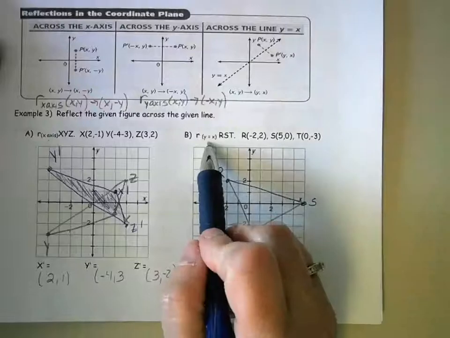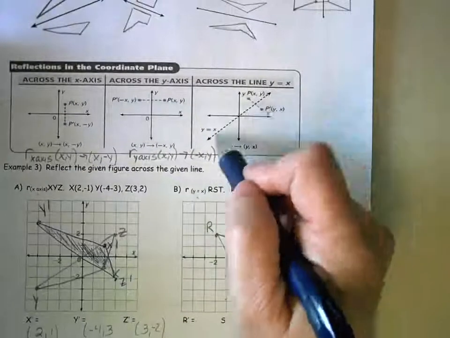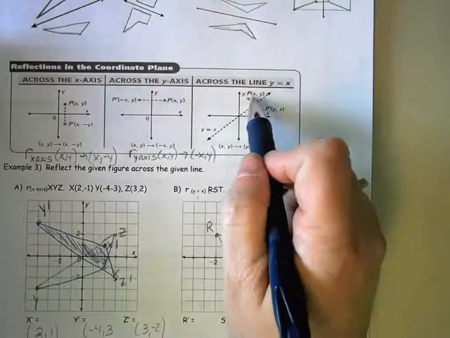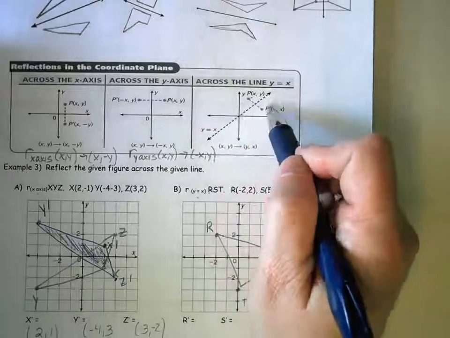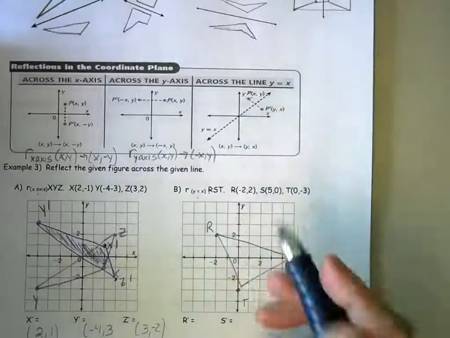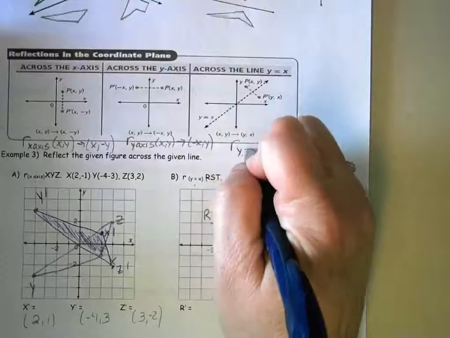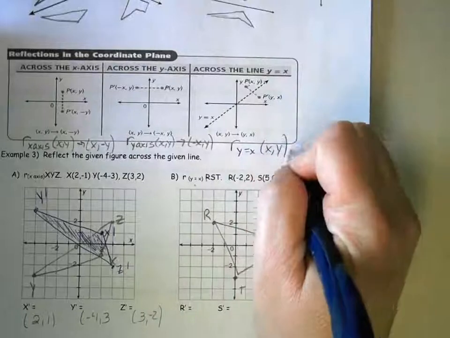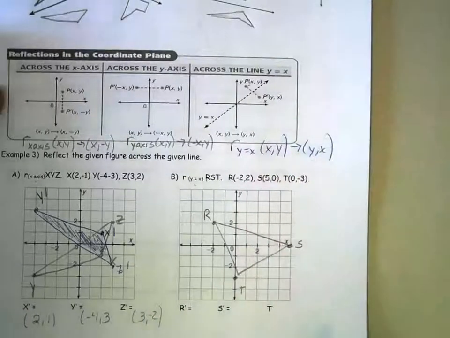Our new coordinates, if we're reflecting this over the line y equals x, I haven't done that one yet. So let's look up here, reflecting over the line y equals x. You start with (x, y). This is your line y equals x. So to flip it over there, you just switch your x and y around. So if you reflect over the line y equals x, (x, y) becomes (y, x).